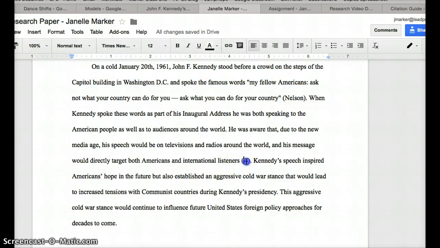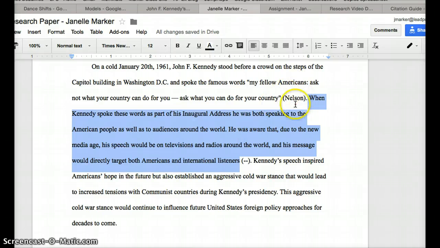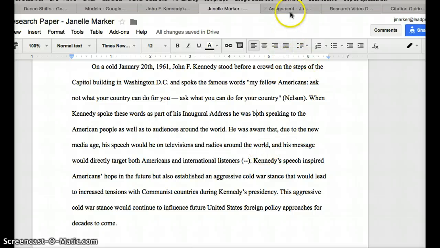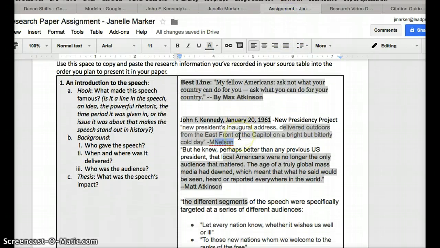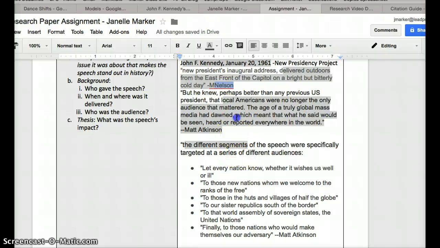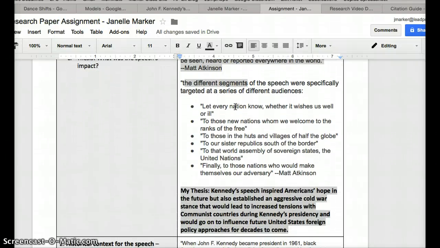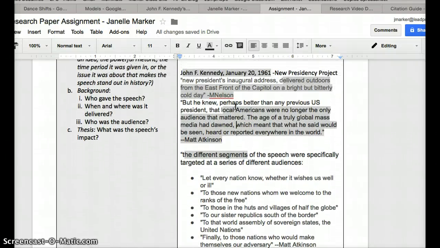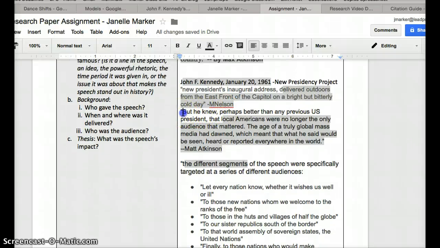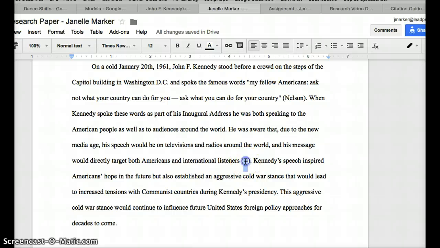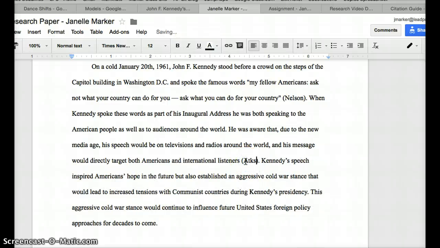Whereas this source, whatever it is, I'll find it in a second, is all of the information I said up until Nelson. So I need to go find that source in my outline. Where did I find out about the audience? Actually, interestingly, I found it from Atkinson. Here he is. So that's going to be my source here: Atkinson.